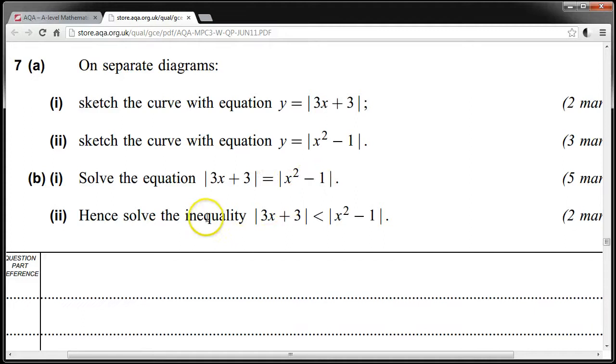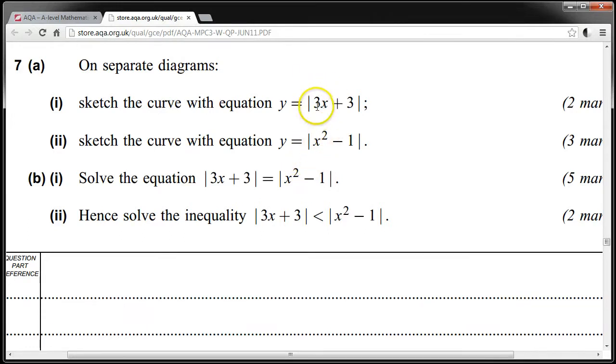Modulus here, sketching them. Then when we've sketched them, we can solve. This has a solution at -1, x is -1, doesn't it? And so too does this. So they'll meet, they'll cross there. So we've got to be careful which angle they cross at, whether they cross over or underneath each other.